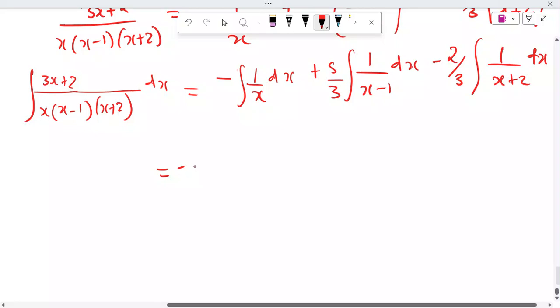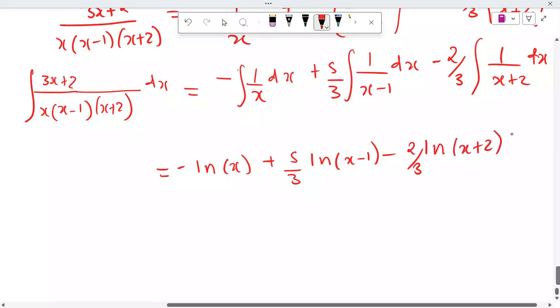So negative 1 over x integrates to ln x. Plus 5 over 3 times ln of x minus 1, minus 2 over 3 times ln of x plus 2. We are adding plus c because we don't know the limits. They didn't give the limits, so we add plus c, a constant. So we can further simplify.